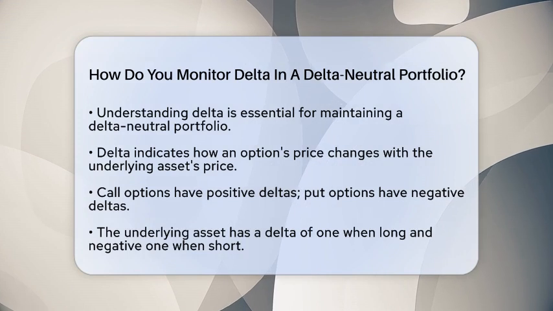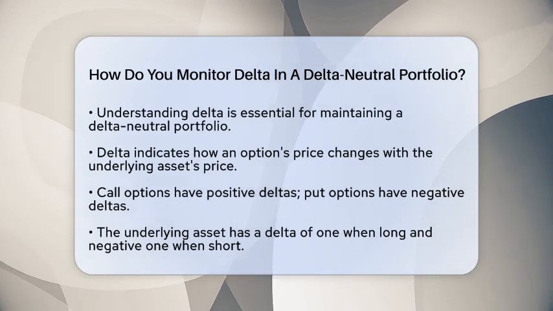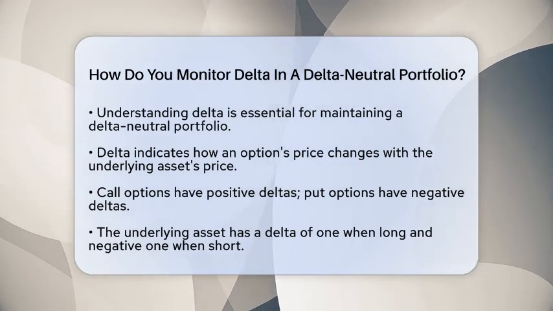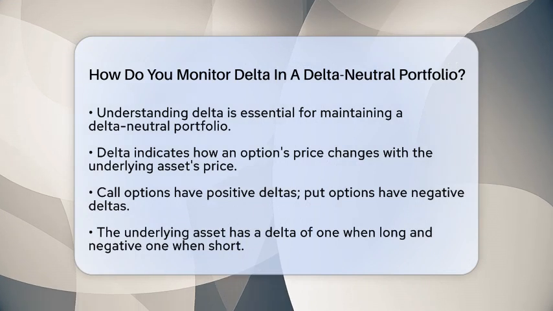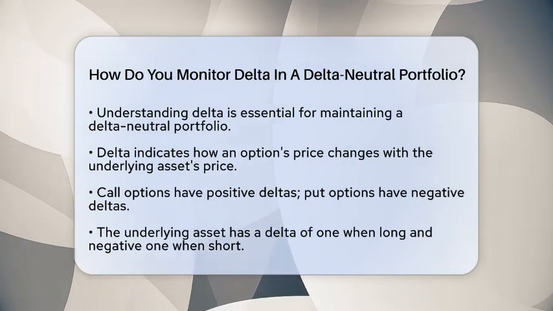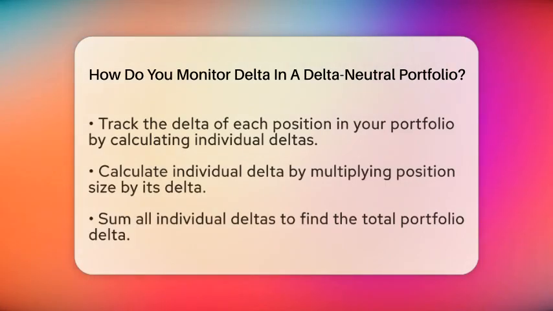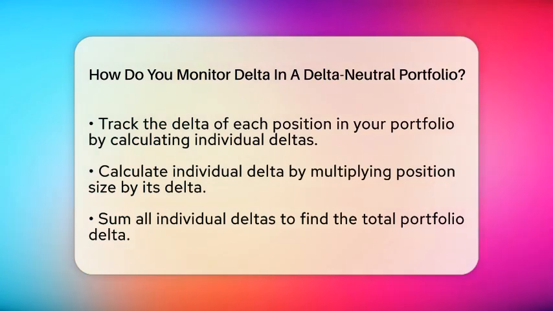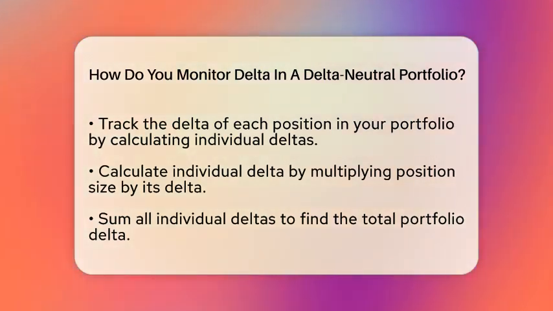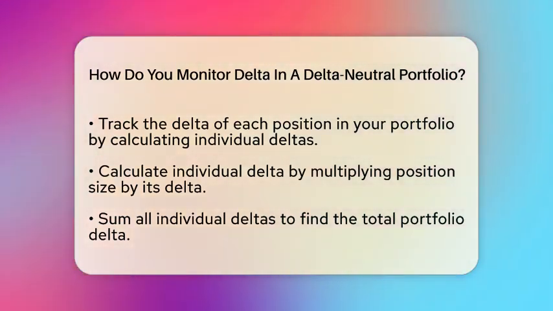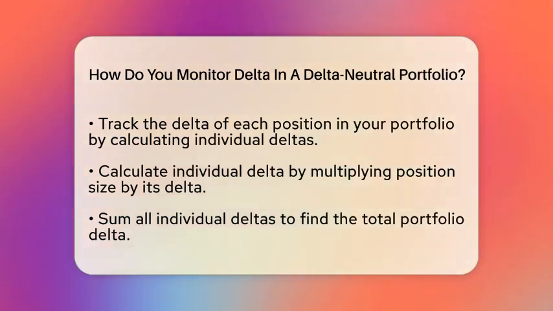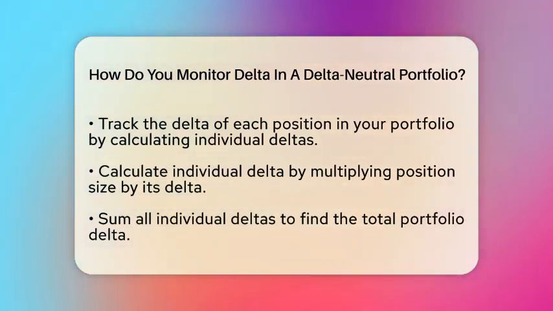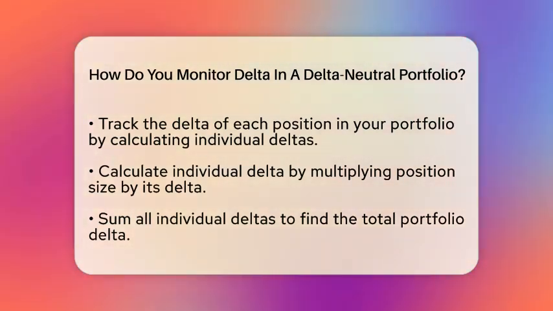Next, you need to track the delta of each position in your portfolio. This means calculating the delta for every option and underlying asset you own. You can do this by multiplying the size of each position by its delta. For example, if you have 10 call options with a delta of 0.5, your total delta contribution from that position would be 5.